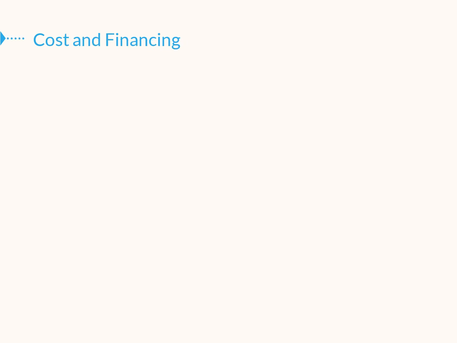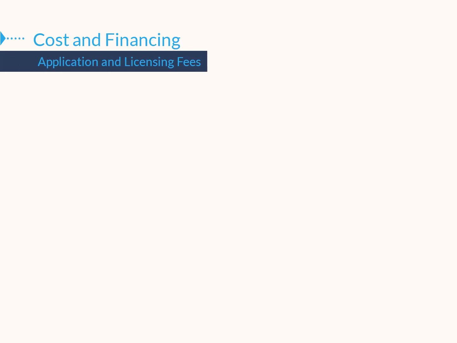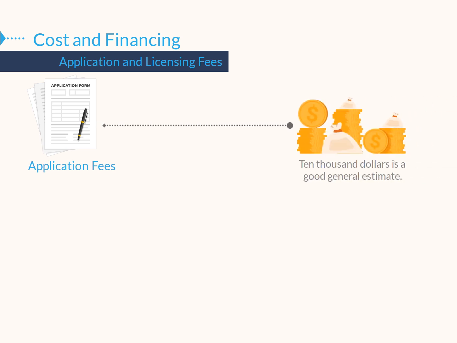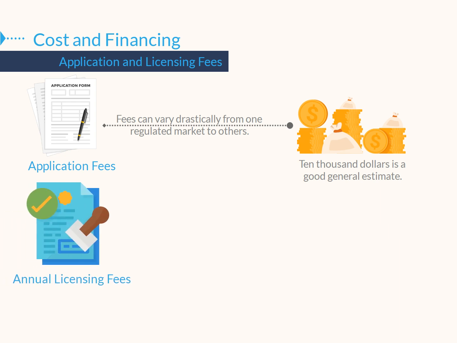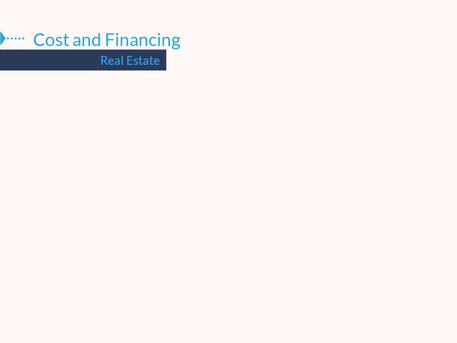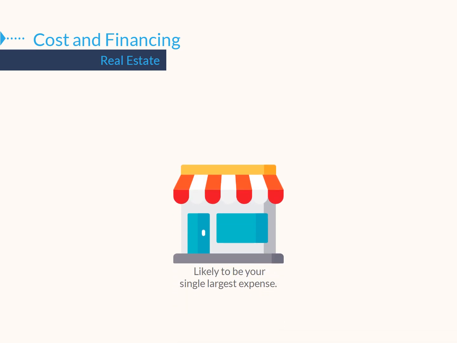Cost and financing. Application and licensing fees. For application fees, $10,000 is a good general estimate, though these fees can vary drastically from one regulated market to others. Annual licensing fees are usually somewhat higher than application fees, and there can be a variety of other supplemental fees as well. Real estate. Likely to be your single largest expense.